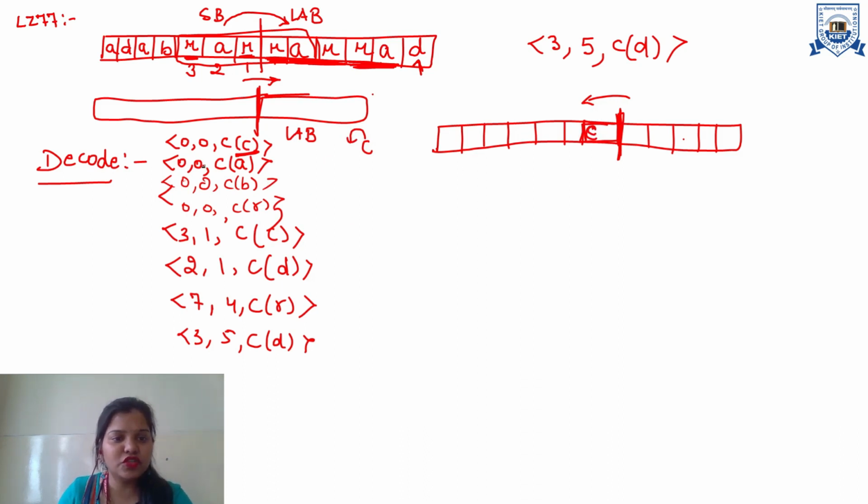Next is A. 0 0, no match found. So it means next alphabet will be A, and this will be slided towards the left hand side, so I will get C A. Similarly you can do for B and R, and I will get C A B R.